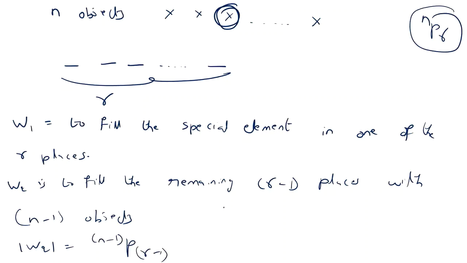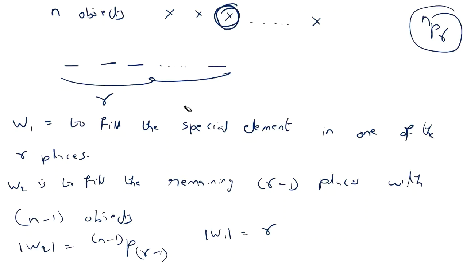And the number of ways of doing W1 is equal to R, because I can place this element in the first place or second place or third place or rth place. So this element has R chances or R options. Therefore the number of ways of filling this element is equal to R.